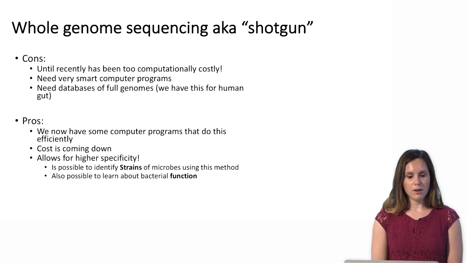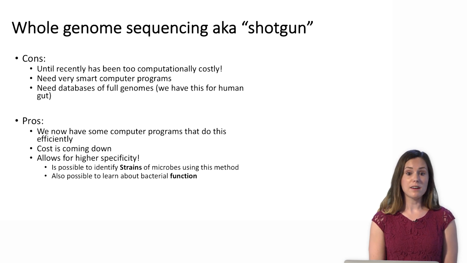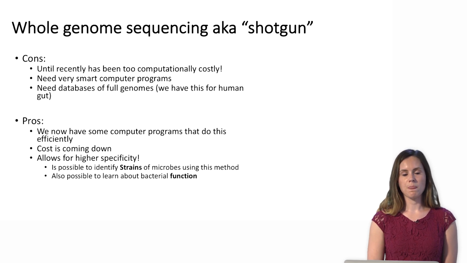So, with this kind of shotgun sequencing, for a very long time, the con was that it was too computationally costly. You could ask a computer to complete the task of alignment, and it would take days or weeks or months to be able to finish the alignment. So you need very smart computer programs to do this. We also need databases of full genomes. Luckily, we have this now for most of the bugs that live within the human gut. There are about 1,000 species.